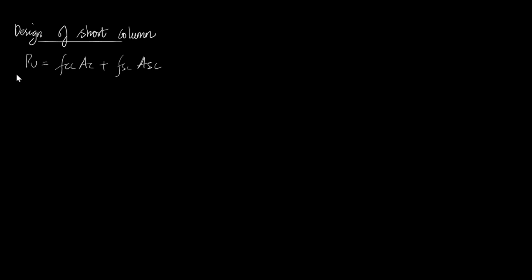You will be having the ultimate load carrying capacity, that is Pu is equal to FCC, that is the allowable stress in compression for concrete, into the area of concrete, that will give you the load taken by concrete, plus FSC, that is the allowable stress in steel under compression, into ASC, that is the area of steel under compression. So you will be having both concrete as well as steel taking the compression.